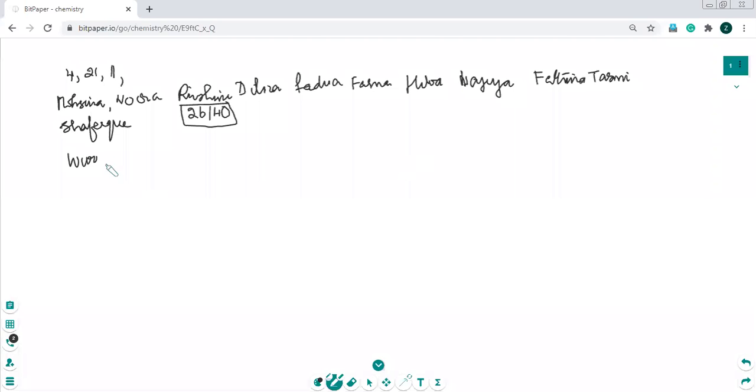Reactions include, first reaction is number 1, Wurtz reaction. CH3Br reacts with Na. You have to take 2 atoms of Na and 2 molecules of CH3Br. That gives you CH3CH3 plus 2 NaBr.